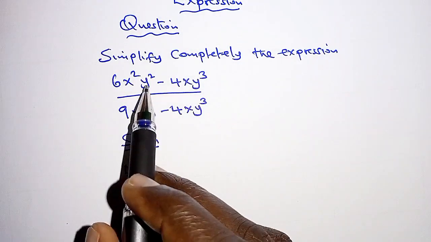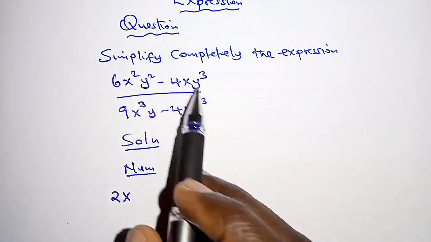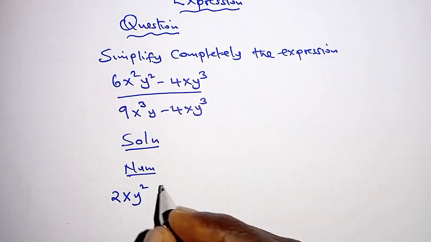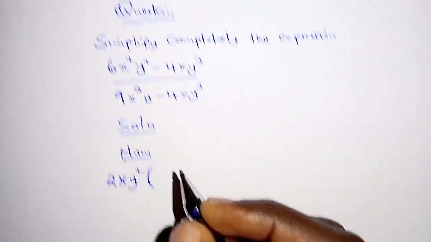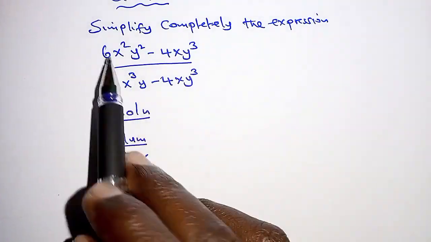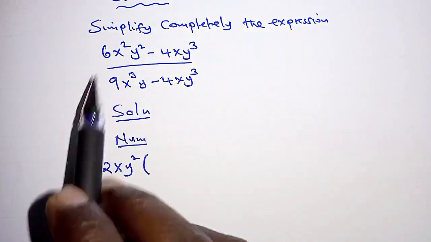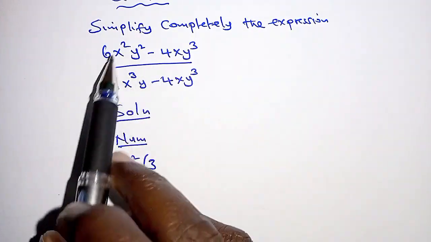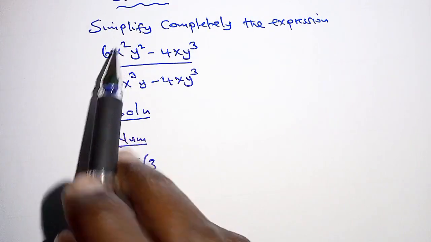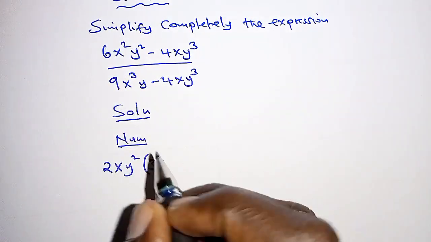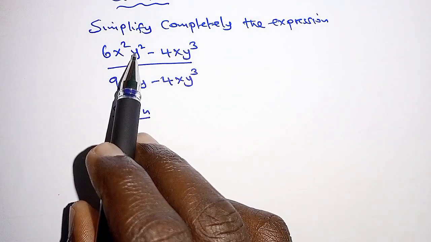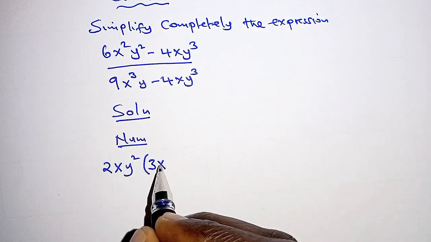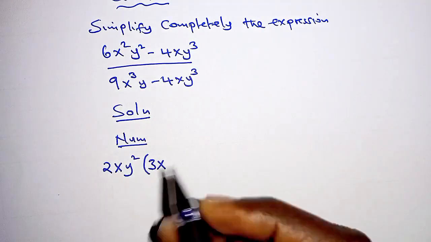And then for y's, we have y squared, which has the lowest power. So we factor out y squared. Every other thing will remain within the brackets. Well, when we factored out 2 here, that is from 6, we are left with 3. And if we factor out x from x squared, we are left with x. If we factor out y squared from this y squared, we are left with 1. So we have 3x times 1, which is just 3x.